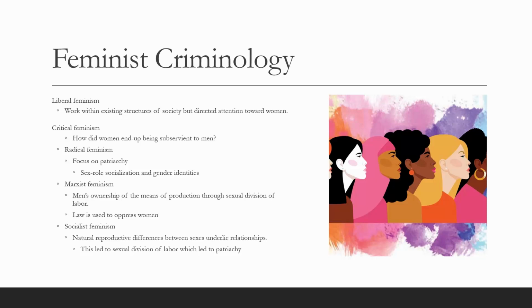Socialist feminism took the ideas of both Marxist and radical feminism and focused particularly on the natural reproductive differences between the sexes. And they say that those differences, the fact that men don't get pregnant and don't have to carry kids, right? Those natural differences underlie the relationships between men and women.